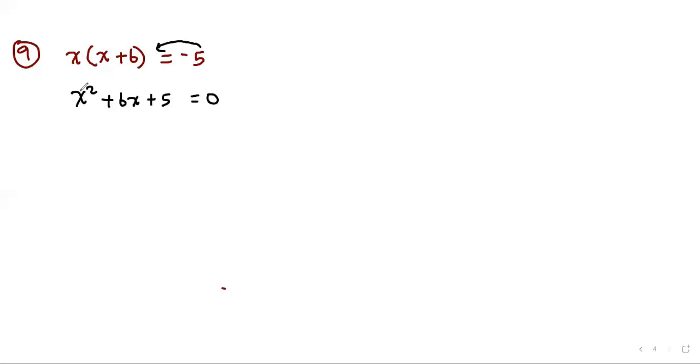I believe all of you can be able to solve a quadratic equation that is in this form. We have looked at that already. So we know that we need to get two numbers that multiply to 5, but add to 6. What are those numbers? Arirat, what are the numbers?